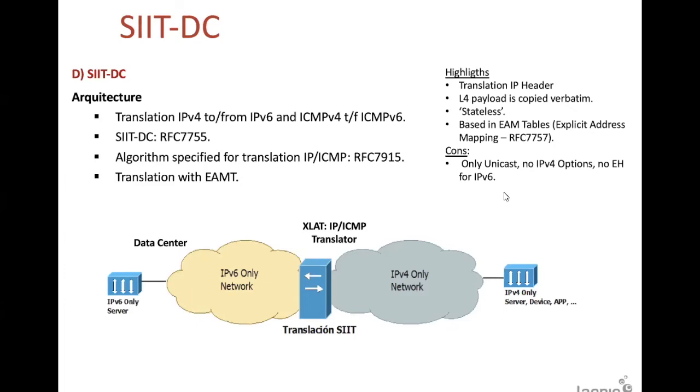If you want to mention a few things that are bad about this kind of translation, it is more or less the same as in regular NAT. It only works on unicast. For me, it is not bad. It makes sense to me. IPv4 options, which are very rare to use, are not going to be translated. And some extension headers for IPv6 also cannot be translated. But I can tell you most of the time everything is going to work here. Only in very exceptional cases something goes bad.